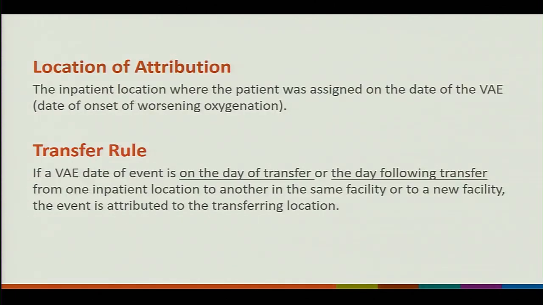Okay, so we have two final terms to review, location of attribution and the transfer rule. The location of attribution is the inpatient location where the patient was assigned on the day of the VAE, which remember is the day of worsening oxygenation. And the location of attribution is subject to the transfer rule, which is if the VAE date of event is on the day of transfer or the day following transfer from one inpatient location to another in the same facility or between facilities, the event is attributed to the transferring location. So let's get a visual of that.